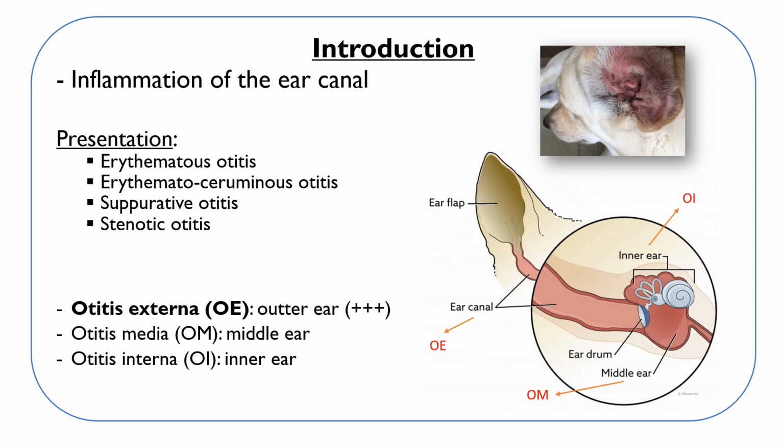An otitis can be divided in otitis externa, otitis media, and otitis interna. An otitis externa affects the external auditory canal from the pinna to the tympanic membrane or eardrum, and it is the most common form of otitis and what we'll focus on today. We can also have an otitis media when there's an inflammation within the middle ear, often secondary to an otitis externa. At last, an otitis interna is an inflammation of the inner ear, usually results from an extension of an otitis media.